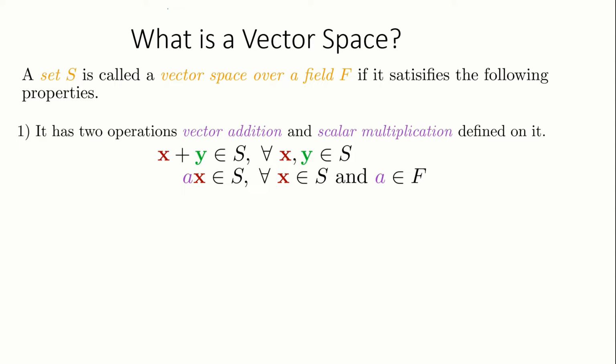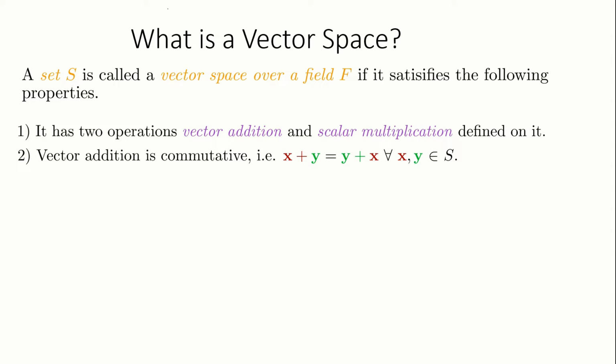Multiplication is defined for a scalar from the field F and an element of the set S, and the result of the multiplication belongs to the set S. This is also called closure property, or we say that the set S is closed under vector addition and scalar multiplication.